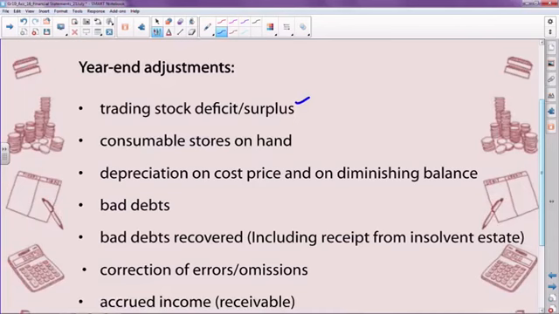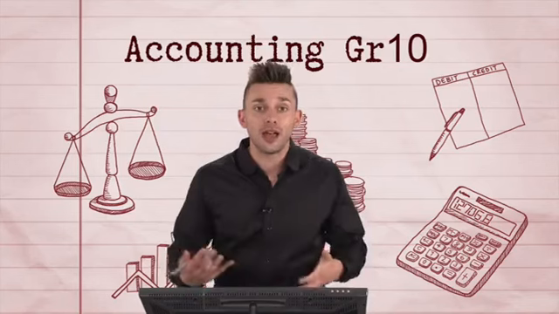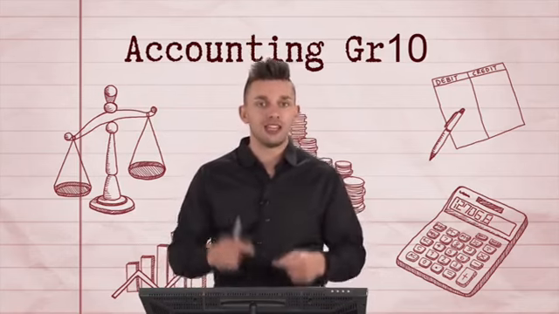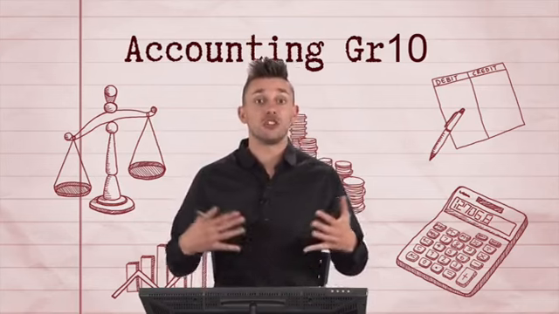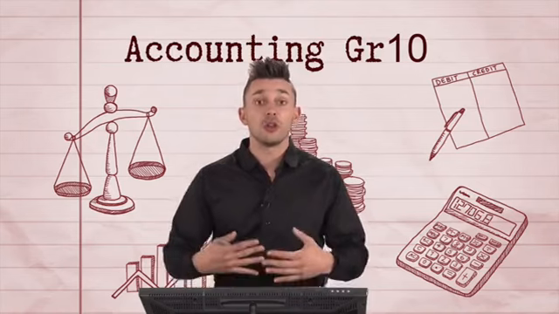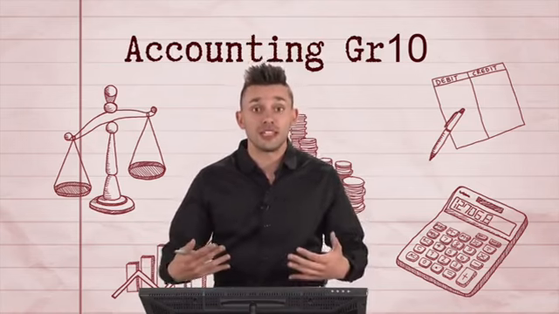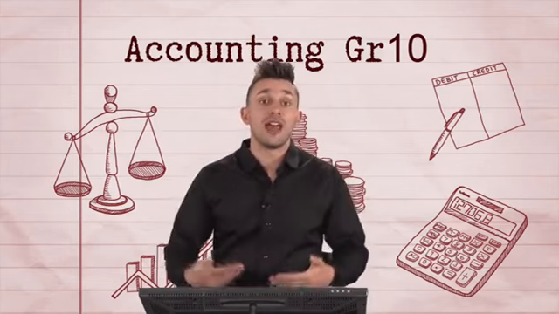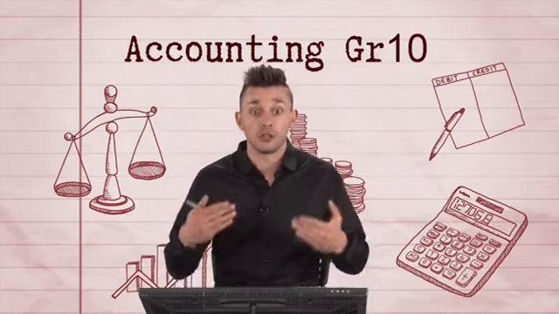The next one, consumable stores on hand. You still need to know, what is consumable stores on hand? That is our items at the end of the year, like your stationery, your paper, packing material, cleaning material, everything that I use within a company or a business that I didn't use yet, but I use it not for selling purposes. I use it to make the operations a little bit easier within the business. So therefore I'm more fluent, I have a clean office, I have coffee and tea, I have paper. The stuff that I don't use yet, I will only use it next year, and therefore it will be regarded as an expense for next year.